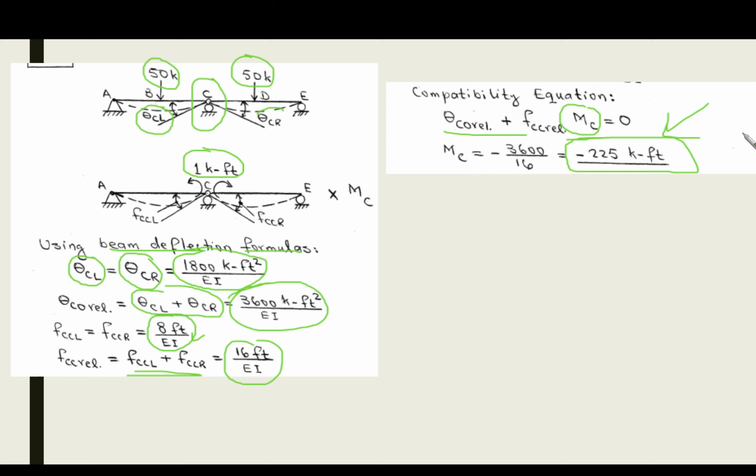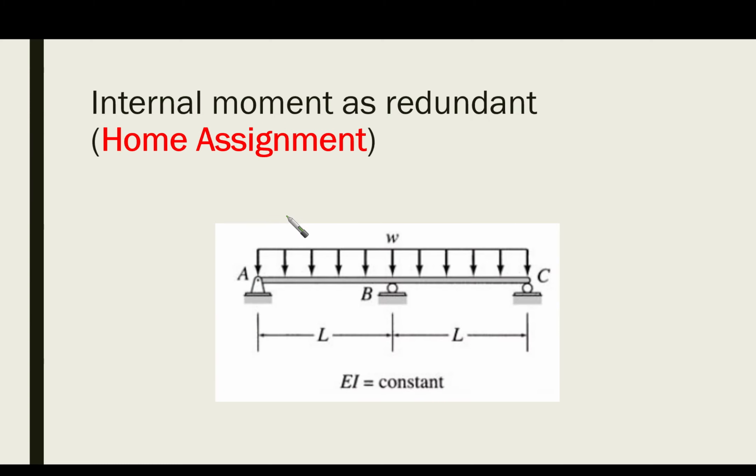I'm going to end up with the home assignment. This is a home assignment for you. Please solve it using the consistent deformation method, and you can use the internal moment at B as your redundant. EI is a constant, and there are no values here. It is only L and L. So you are going to use these variables, okay? L, and you have a distributed load, which is W.